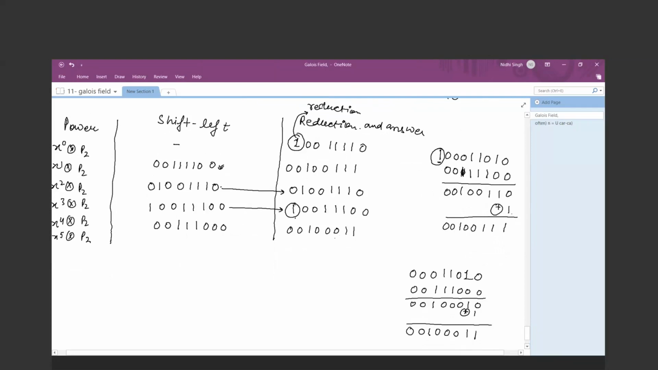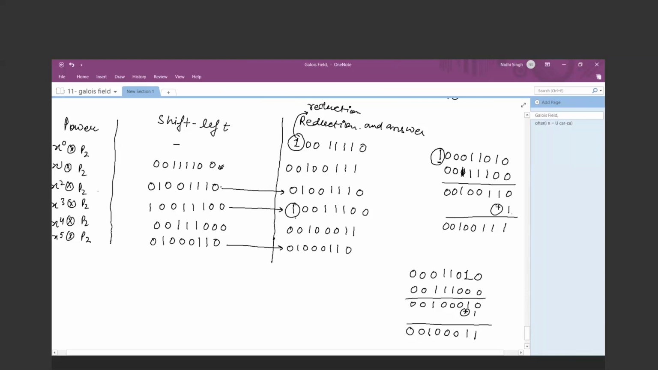Now check whether there is a need of reduction in the next step or not. No, there is no need of reduction because my first value is 0. So just perform the left shift. So 0, 1, 0, 0, 0, 1, 1, 0. Because there is no need to perform the deduction, just paste the direct answer of the shift left. Now my x5 is also over, meaning all of the phases are over.